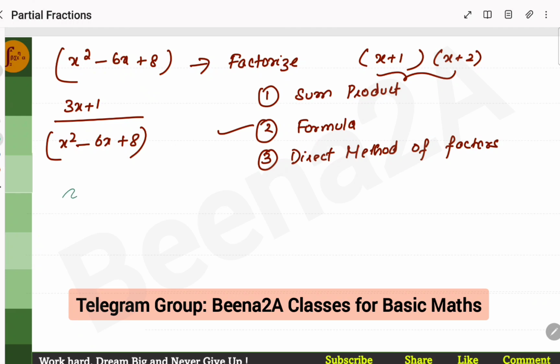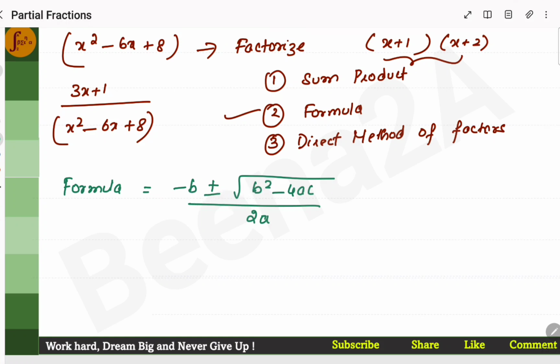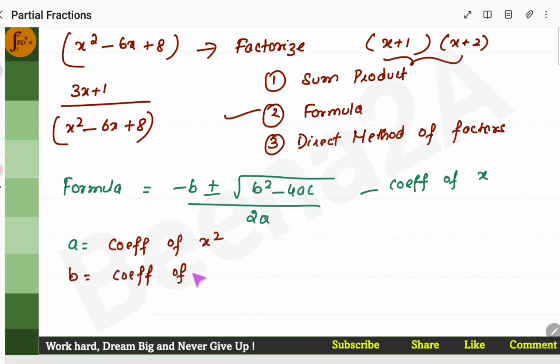Now, what is the formula? You have to learn this formula by heart. Formula is minus b plus or minus root of b square minus 4ac by 2a. This is the formula. Now, what is this a, b and c? A, b and c are coefficients of x, right? Basically, a is coefficient of x square, b is coefficient of x, c is constant or number only, number without x.